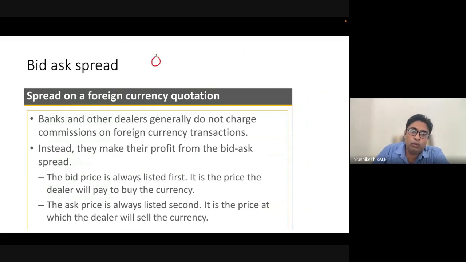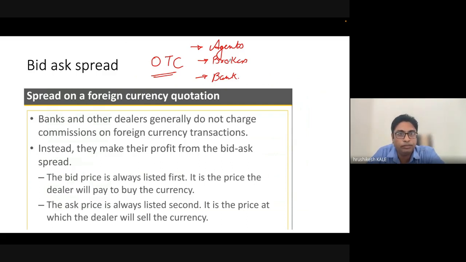Now, as I have already told you, most of the currency exchange takes place over the counter. When I say over the counter, it's not exchange traded. That means there are agents, brokers, and banks who help to exchange the currency. If they already know we want to sell USD, they will try to give some rate which might not be good for us.